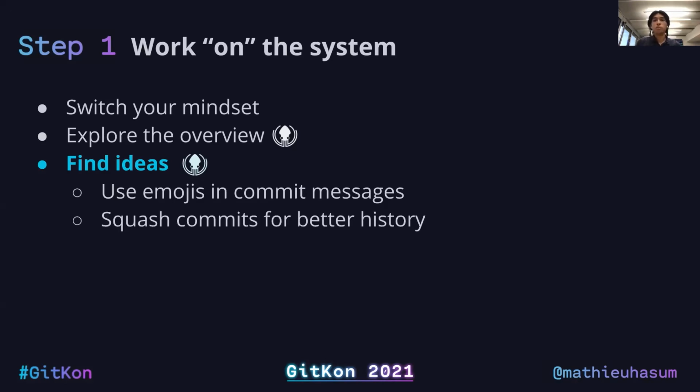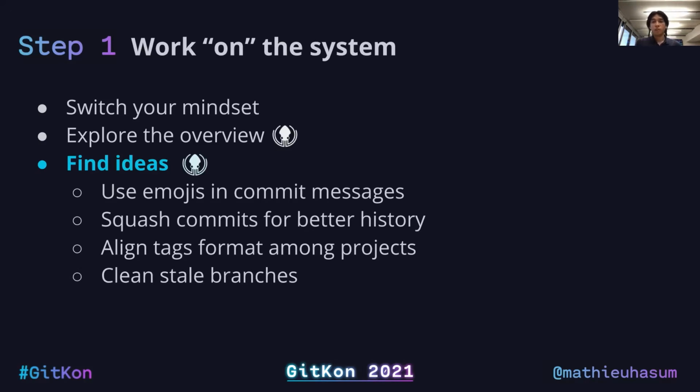Another common improvement is to make sure that the history is clean. So maybe you can identify some team members of some projects that don't squash commits properly in a good way. Maybe you can start noticing that the tags for versioning, there are differences between the projects, they're not aligned, they're not using same versions or same naming convention. Often you have some projects with a lot of stale branches that take space for nothing, and more.